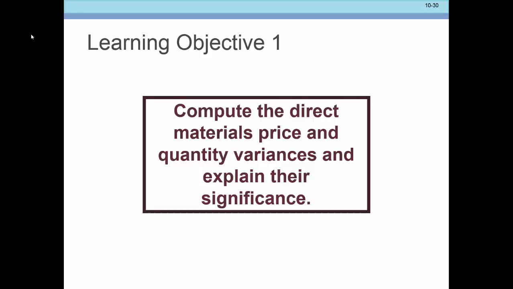Okay? And so what happens when we take a look at the price variance? It's going to be the actual quantity, and we're going to multiply that times the standard price minus the actual price.